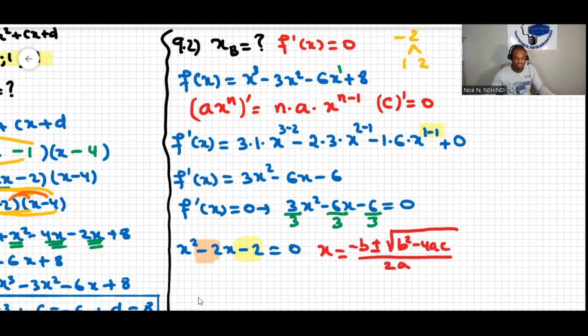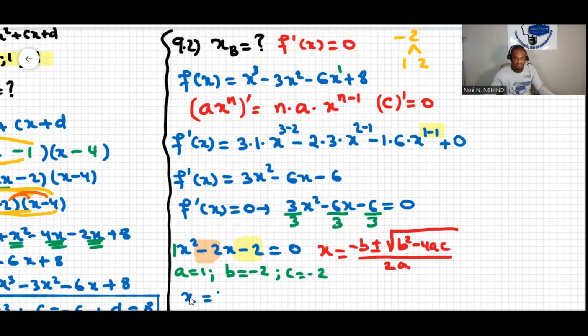In this situation, a is the leading coefficient, the coefficient of x squared, which is just 1. So a is 1, b is -2, and c is -2 also. We're going to substitute these values in the formula there in red.